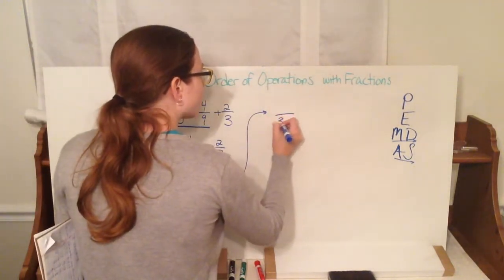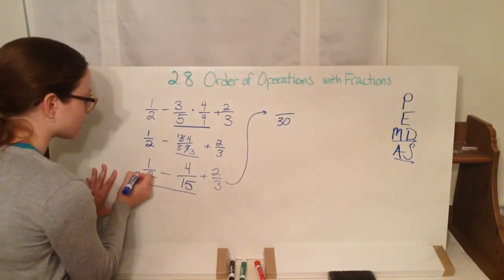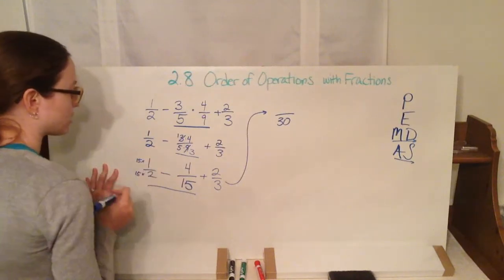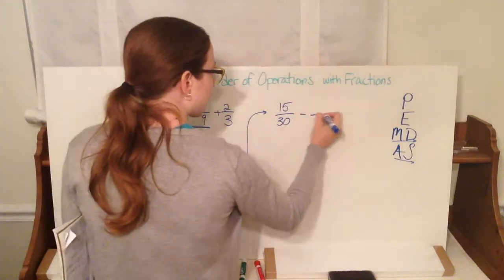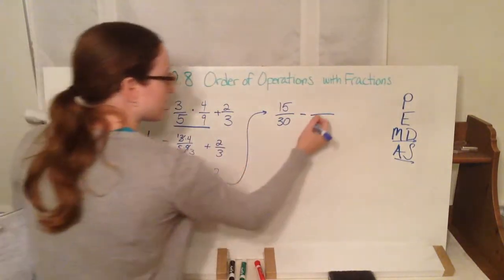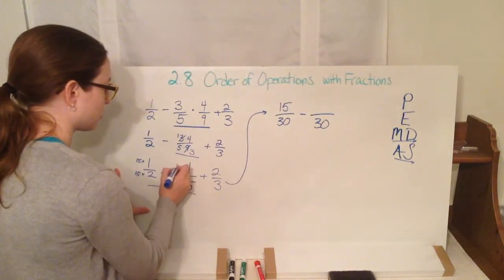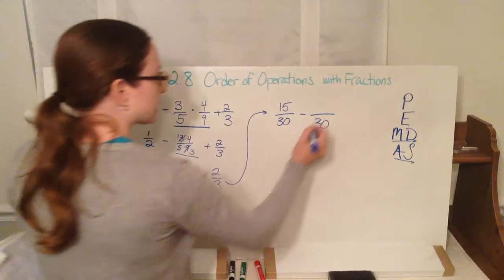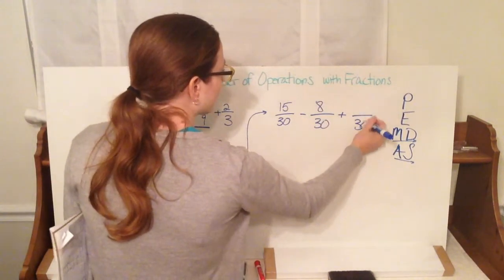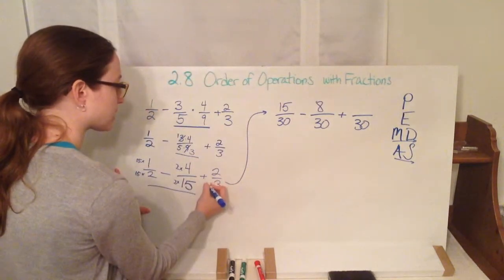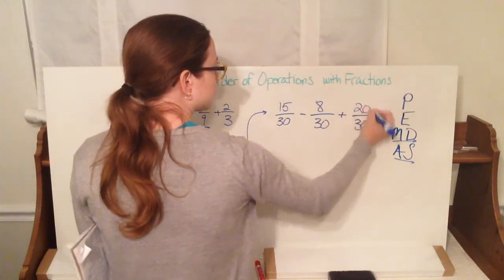So 1/2 with 30 in the denominator, I get that by multiplying by 15, so I must do the top that way as well. 15 times 1 is 15. Now to get 30 from 15, I multiply by 2, and I do the same thing in the top. 4 times 2 is 8. And to get 30 from 3, that's not so bad, that's times 10. So the top is times 10 as well. 2 times 10 is 20.